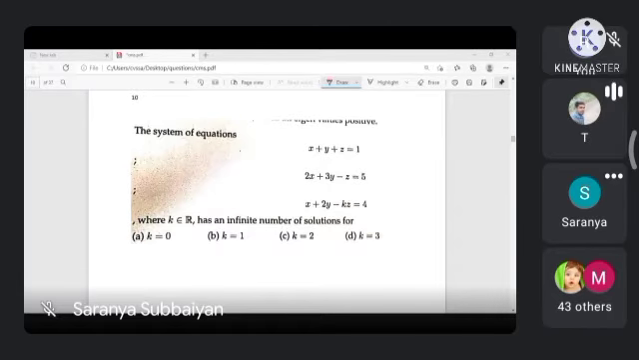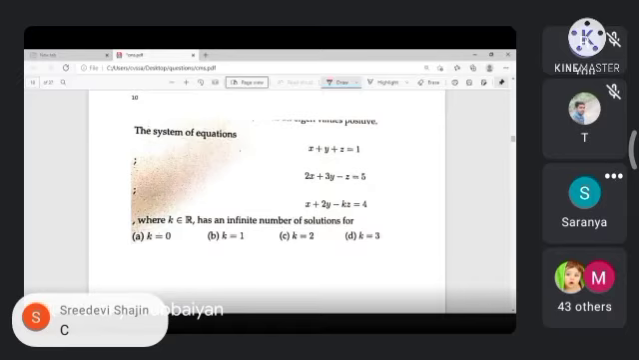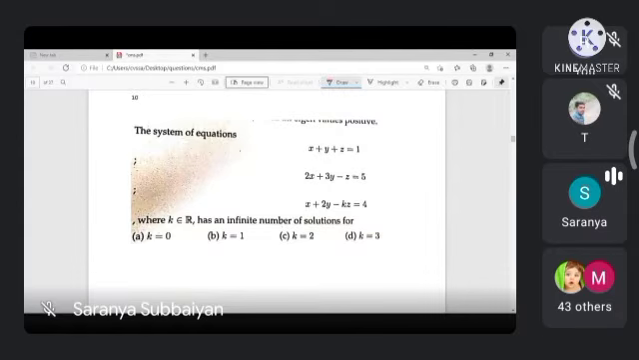Ma'am, K is equal to 2. Yes, correct. What is the condition for the system of equations? First of all, what are these equations, homogeneous or non-homogeneous? It's non-homogeneous. Okay, right.